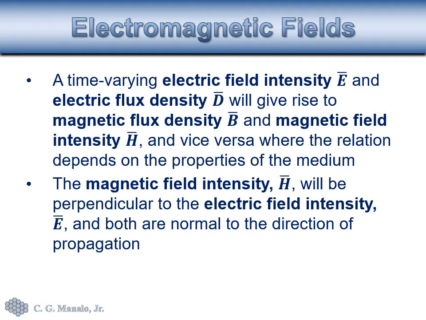A time-varying electric field intensity E that creates the electric flux D will give rise to magnetic flux density B and magnetic field intensity H, and vice versa. So what do we mean by this is that, for example, we have an antenna. Now this antenna creates a current that flows to the antenna that creates the electric field. So this gives rise to an electric field.